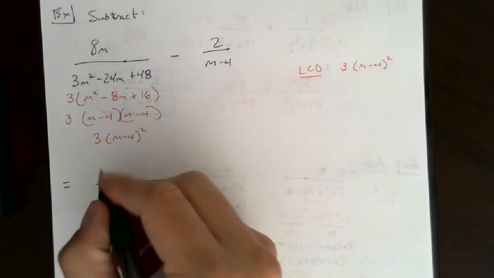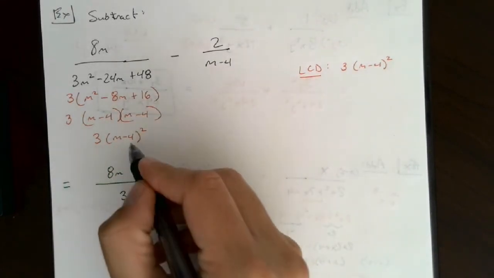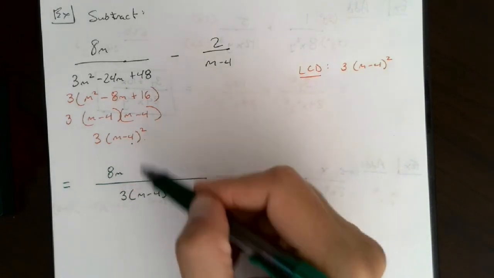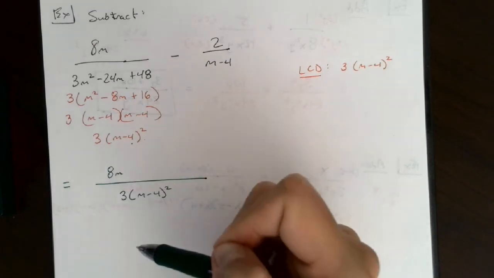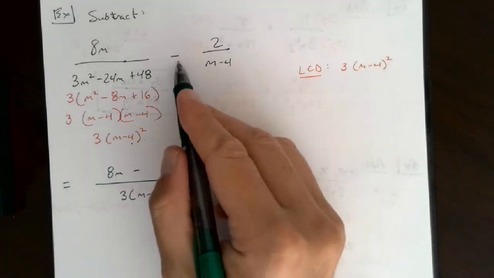So the 8m will stay 8m. I don't have to manipulate this at all. I don't have to multiply this by anything to get to this LCD. Really, it's like multiplying by 1, so 8m would just stay 8m. Minus, because this is minus.